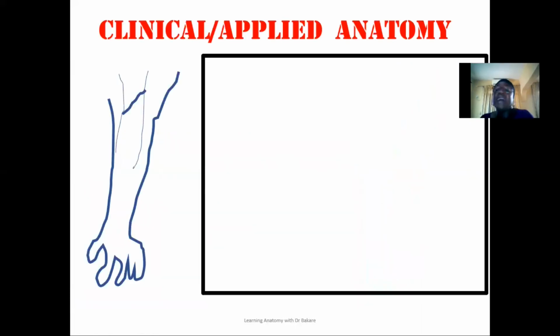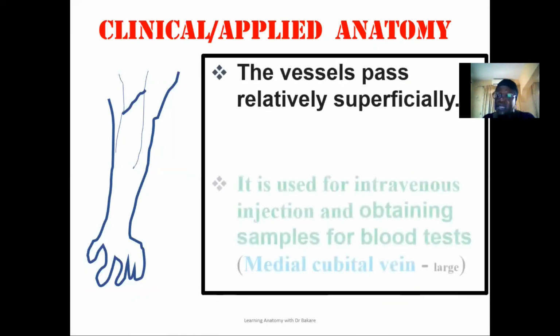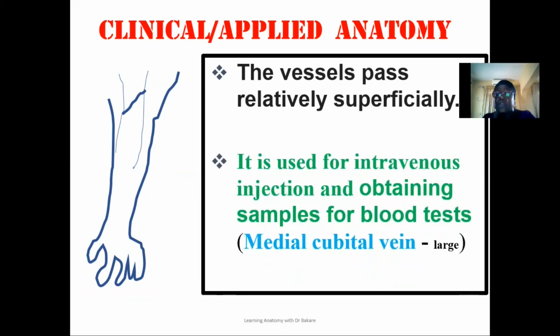So let's go to how this is used for clinical application. These vessels, we said that they pass superficial to the cubital fossa. It means that they are easily accessible. So they can be used for intravenous injection and also used to obtain samples of blood for tests. The medial cubital vein, which connects the cephalic vein and the basilic vein, is large in size, and this is one of its benefits in the usage for intravenous injection and also for obtaining blood samples, so that the needle can easily pass through it to collect a blood sample, because of its size and also its superficial nature.